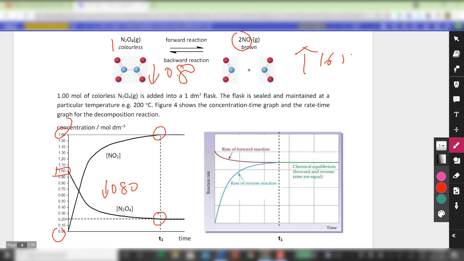Okay, so this is the point in time when equilibrium is being established, so we call it T1, the time when equilibrium is being established. This kind of graph is what we call a concentration against time graph.